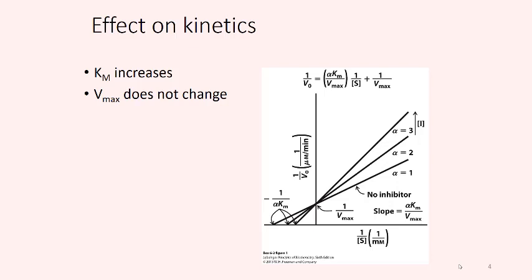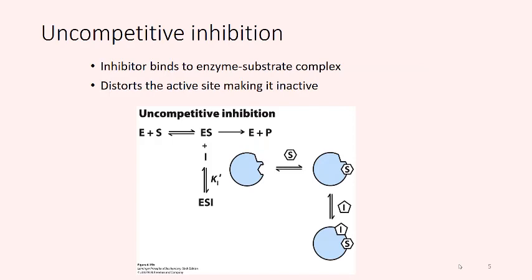One thing to note is that as the concentration of inhibitor increases, the slope increases, and the line that represents the enzyme in the presence of inhibitor will always be higher than the enzyme alone. The next type of inhibition is uncompetitive inhibition. In this type of inhibition, the inhibitor binds somewhere else on the enzyme, but it only binds the enzyme substrate complex, not the unbound enzyme.